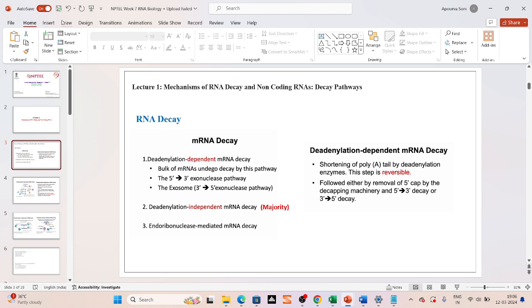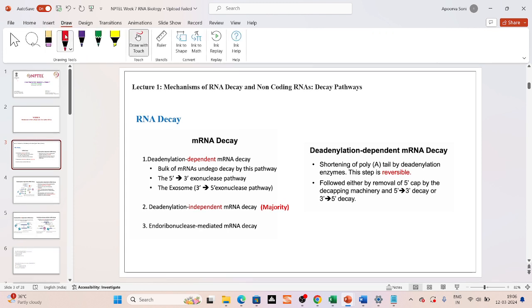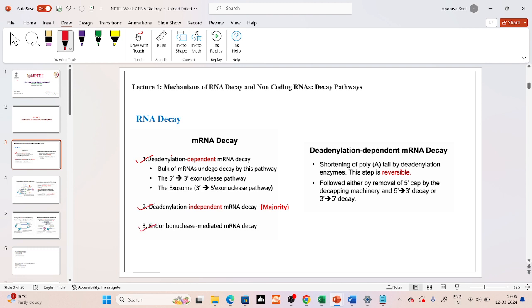So just like I told you right now, RNA decay can happen in various ways. Okay, the first way is deadenylation dependent mRNA decay. Second is deadenylation independent mRNA decay, and the third one is endoribonuclease mediated mRNA decay. These are primarily the three main ways or mechanisms by which mRNA is decayed.